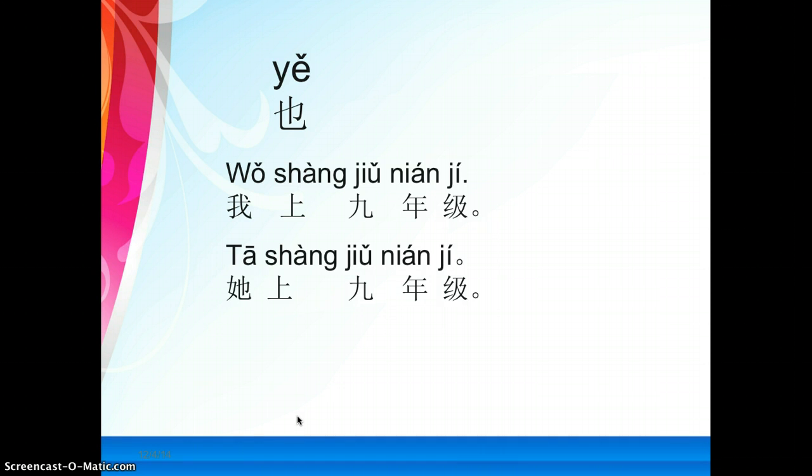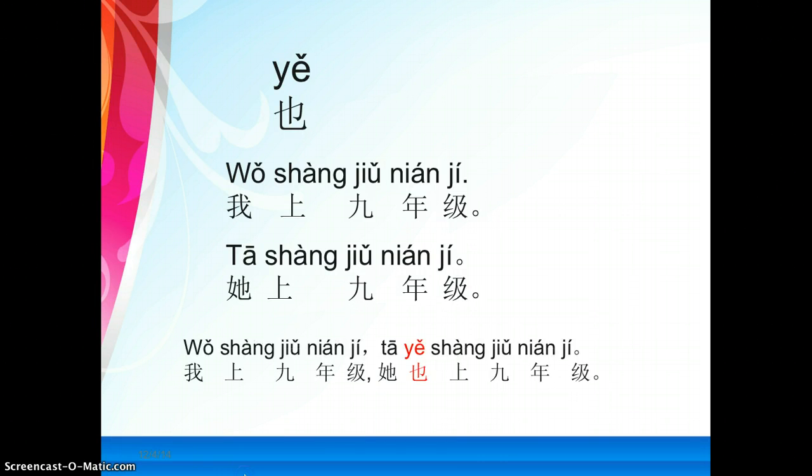So how can we put these two together? Can you come up with it? Now let's do this together. 我上9年级，他也上9年级, right? Pretty easy. You copy these two sentences and put 也 before the 上 of the second sentence. Okay? 我上9年级，他也上9年级. So 也 goes before the verb, never at the end of the sentence.